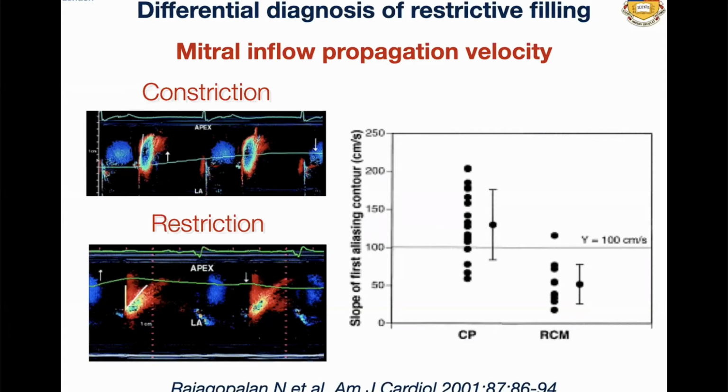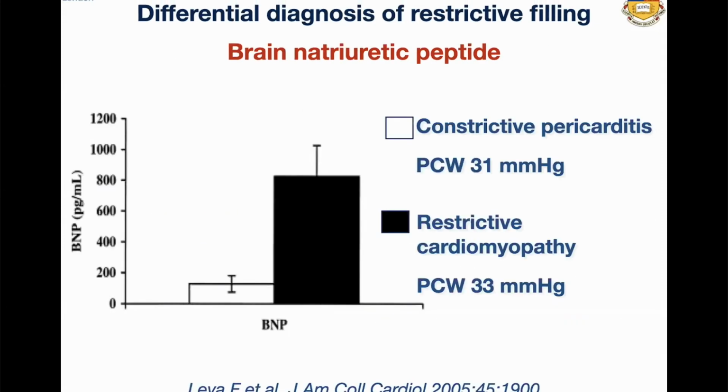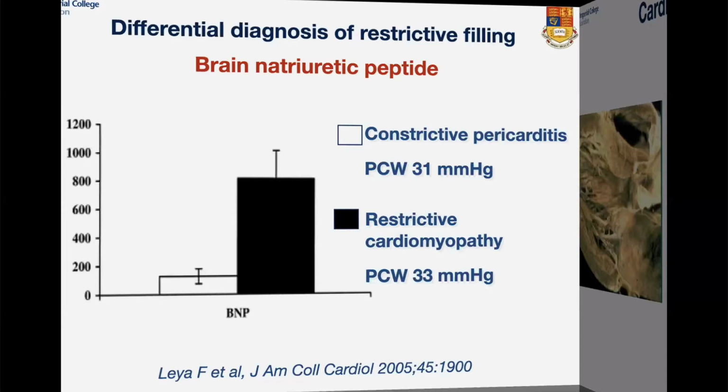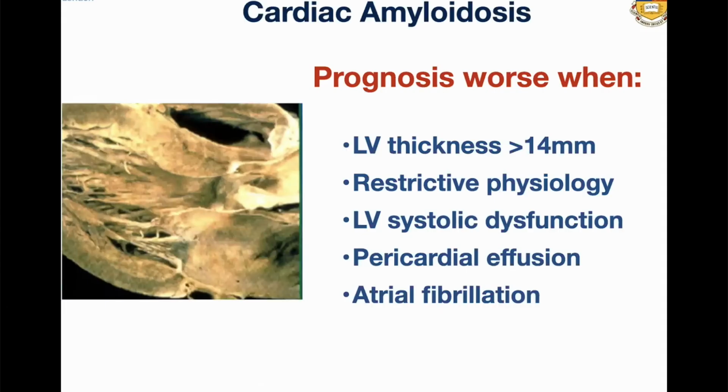BNP also very important to separate constrictive pericarditis from restrictive cardiomyopathy. In constrictive pericarditis, the BNP levels are usually normal. So again, we can use other modalities, other factors to establish the diagnosis. Prognosis is worse when there is much increased wall thickness, more than 14 or 15 millimeters.